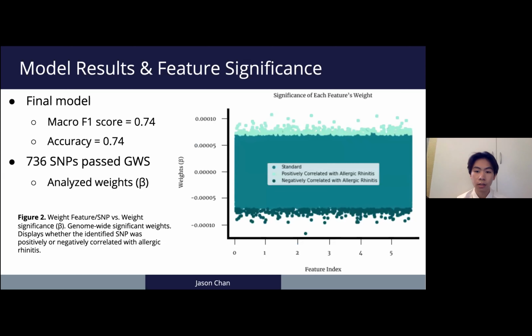This is pretty good because we're dealing with genetic data, which is very complex. So having a 0.74 accuracy is pretty good. Additionally, we found that 736 SNPs passed this genome-wide significance line, showing that they were actually significant in either the influence of allergic rhinitis or the negative influence of allergic rhinitis. The graph just shows a breakdown of the weight feature, the SNP, versus the weight significance.